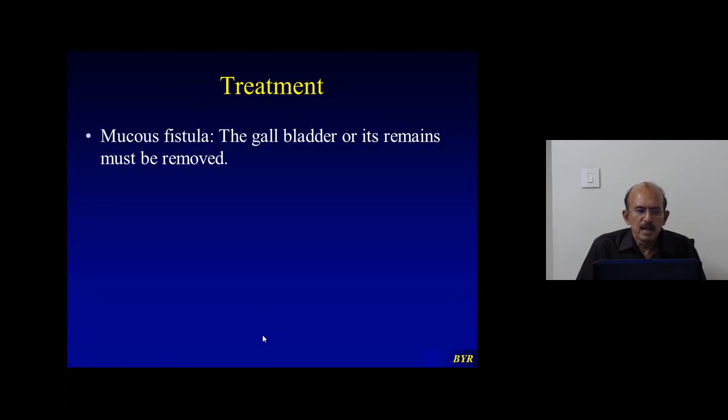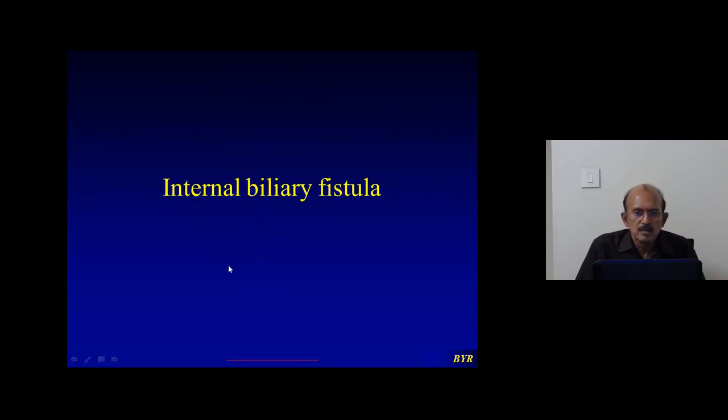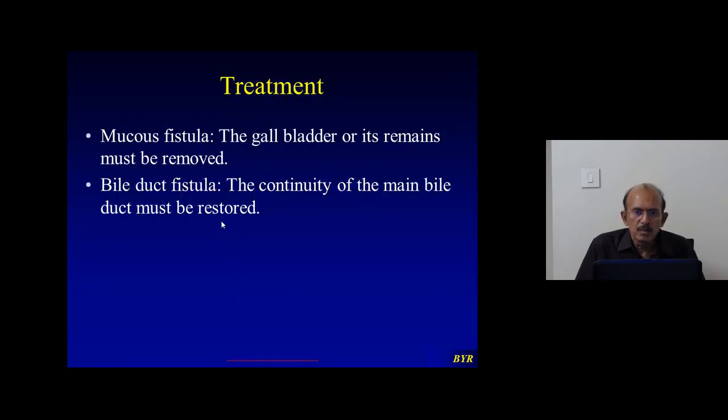Treatment of fistulae. Mucous fistula: the gallbladder or its remnants has to be removed. Bile duct fistula: the continuity of the main bile duct must be restored. How do you restore bile duct continuity? If there is, for example, a fistulous communication with the common hepatic duct, how do you restore?